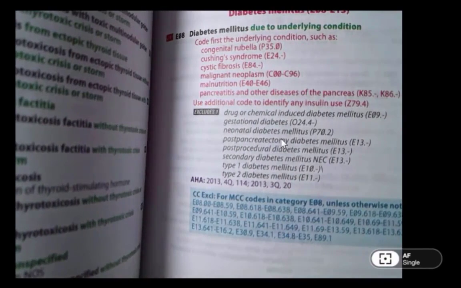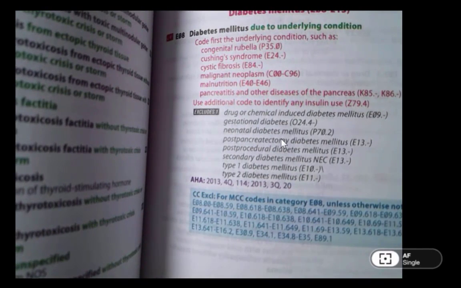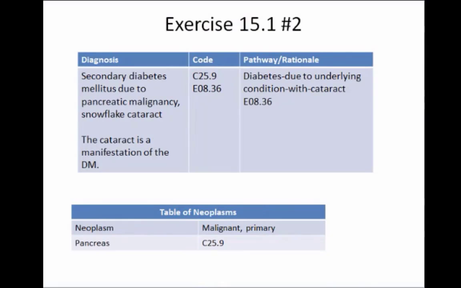So let's see if our documentation gave us any information on that. In our documentation, it doesn't mention the insulin use, so we're not going to code that. But we are going to code the malignancy first, as instructed by our instructional notes. Many times when you don't know how to sequence your codes, your instructional notes really help you with that.